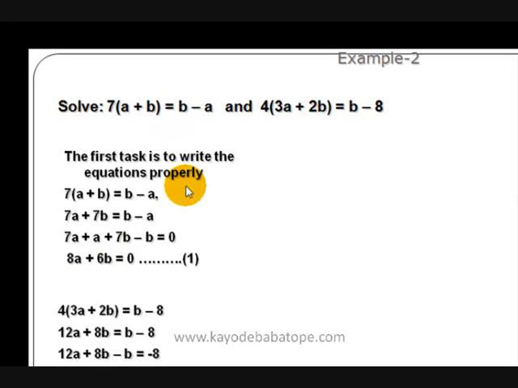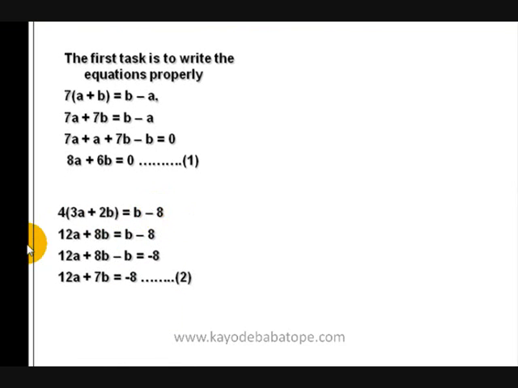Also, 4 into 3a plus 2b is equal to b minus 8. If we expand, we have 12a plus 8b is equal to b minus 8. If we then collect like terms, we have 12a plus 8b minus b is equal to minus 8. And that finally gives us 12a plus 7b is equal to minus 8. And that gives us our equation 2. So this expression can be written in terms of this equation.